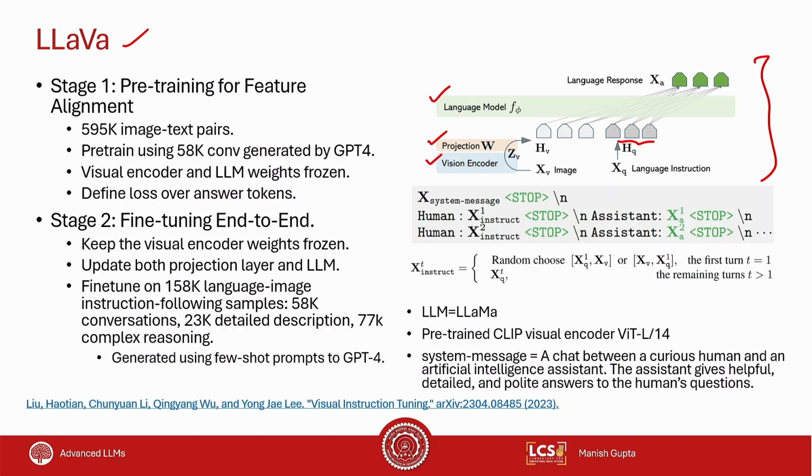They have some details here. If you are training on conversational data, and they actually trained on conversational data, for the first turn you could choose to keep the text query first and then the visual part, or keep the image first and then the text part. Now it has implications. For all the remaining turns, they are keeping the query first.